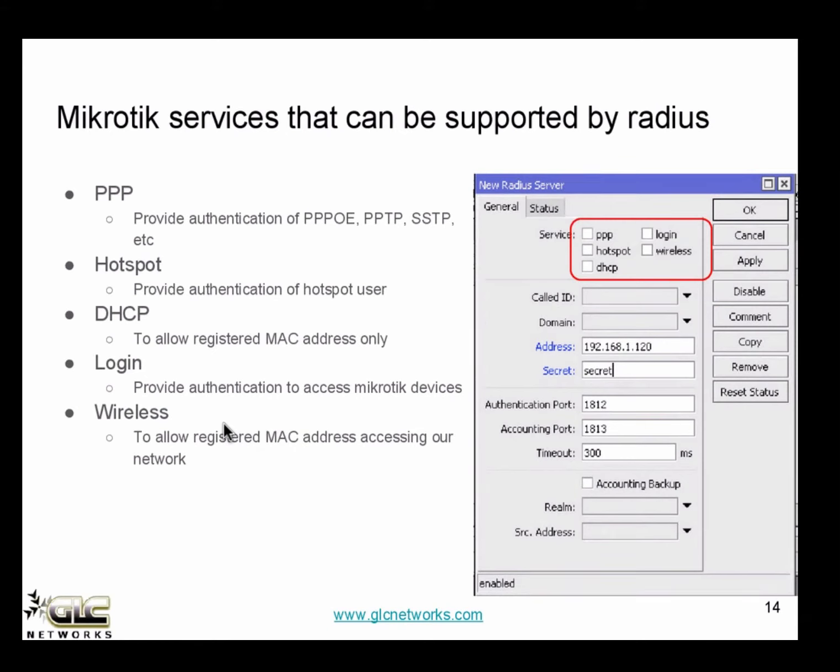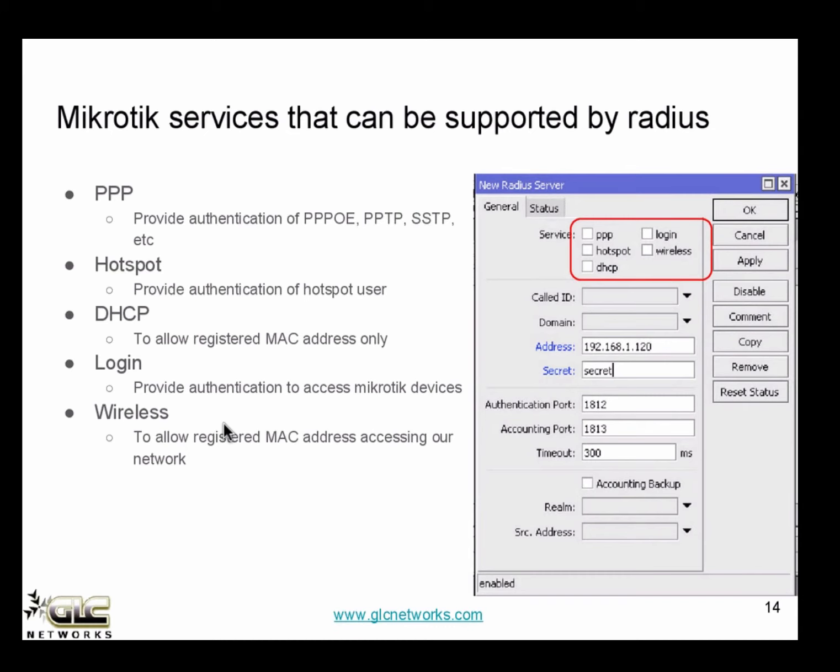Next is DHCP. For example, you want to allow certain MAC addresses in the network. That kind of MAC address will be stored in Radius. Next is login. How do you log in to your RouterOS? You have to create a username and password in every router. Well, with Radius, you can centralize it. You can just create one user, and that user can be used for login.